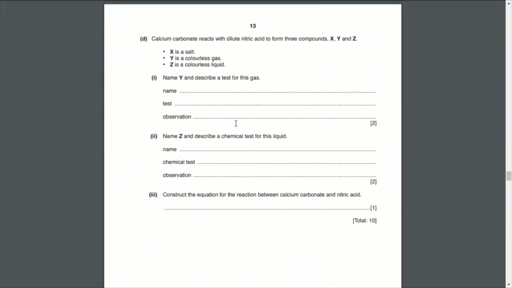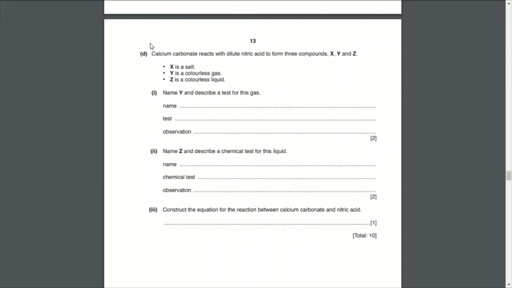Moving on to part D. Calcium carbonate reacts with dilute nitric acid to form three compounds, X, Y and Z. X is a salt, Y is a colorless gas and Z is a colorless liquid. Name Y and describe a test for this gas. Now let's look at the properties of gas Y. It is a colorless gas for sure.